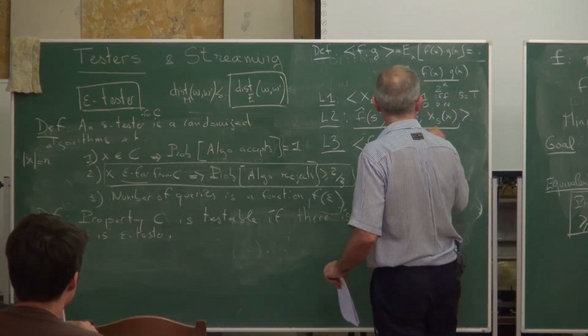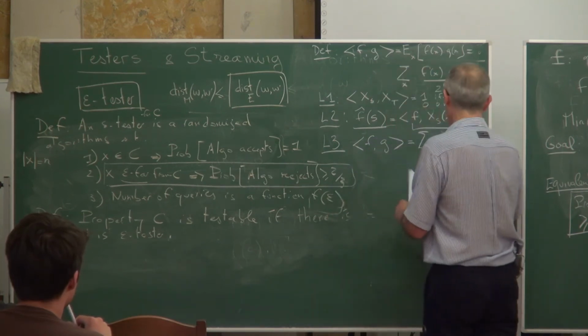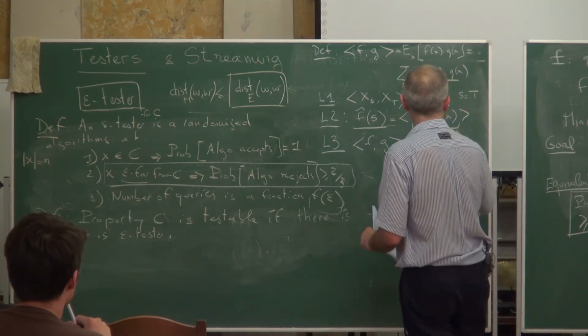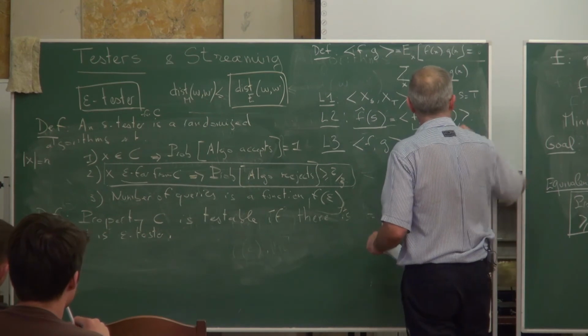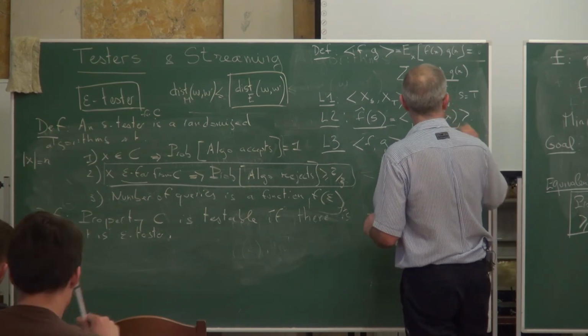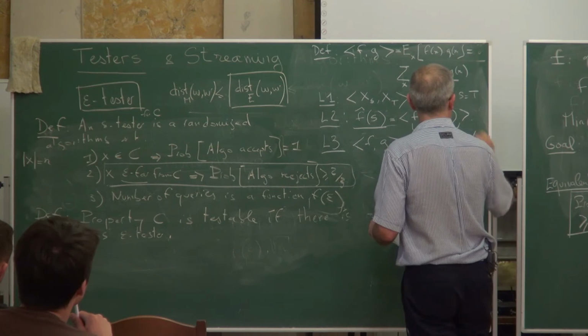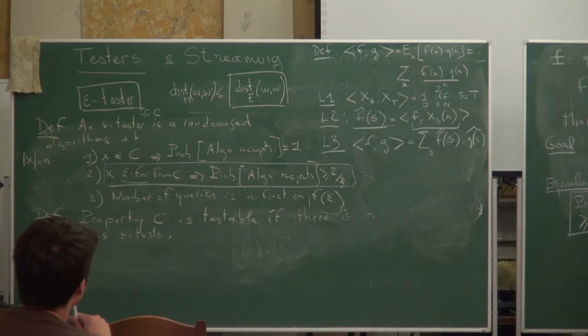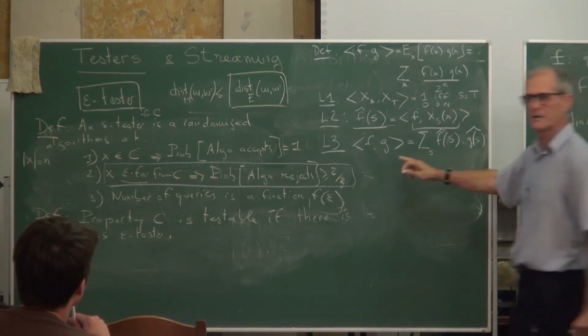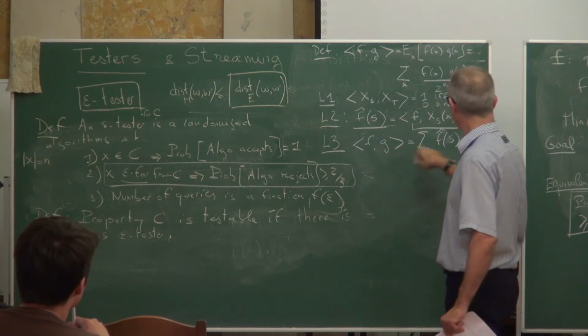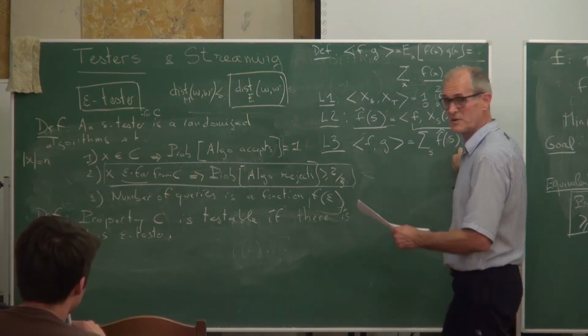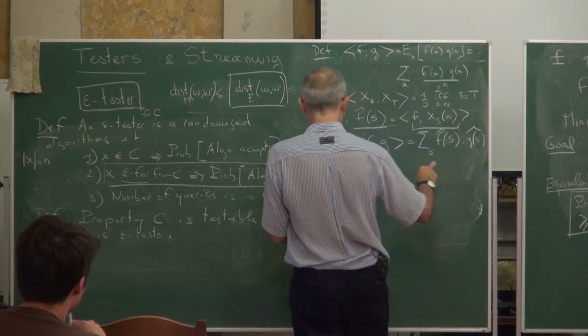And so, if you're familiar with Fourier analysis, then you should know that this is the sum over s of f-hat of s times g-hat of s. Maybe you've seen this, right? The dot product of two functions is actually the sum of the products of the Fourier coefficients. Okay, so how do you prove this?